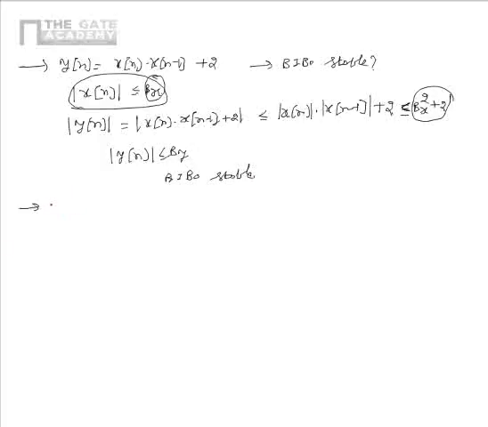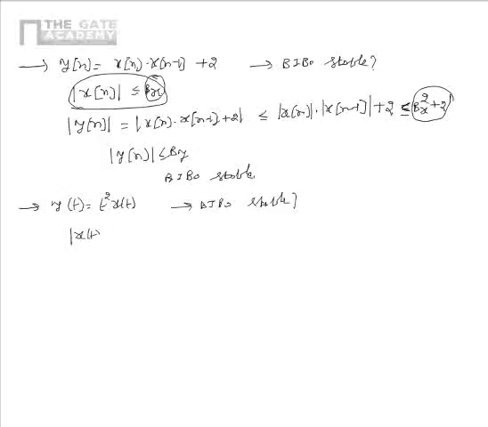Now let us consider another system, which is a continuous time system whose input output relation is given as y of t is equal to t square into x of t. We have to check if this system is stable in BIBO sense.